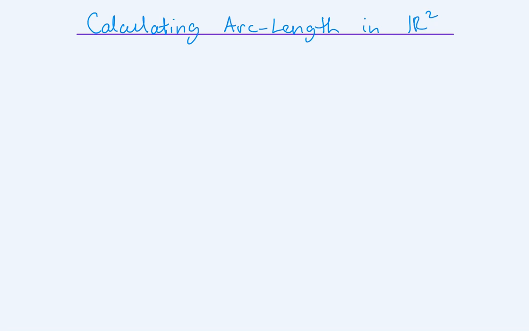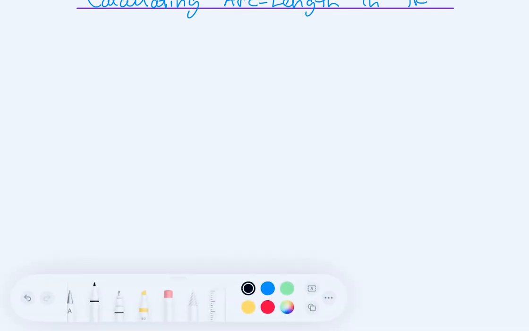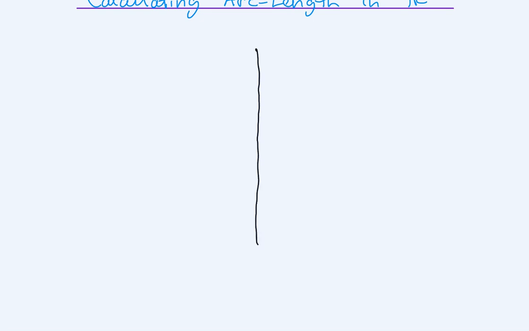So let's start by doing just a rough sketch of R2. Now we're going to have our Y axis and our X axis. So this is our Y axis and this is our X axis over here. Okay, just a rough sketch.